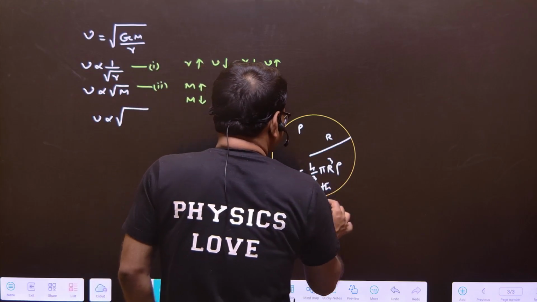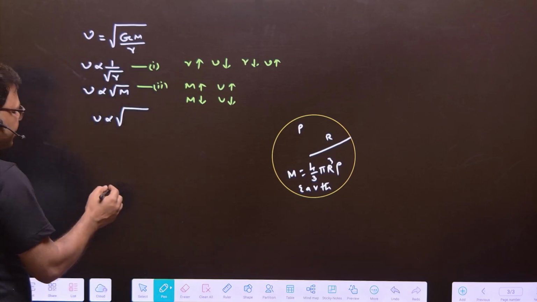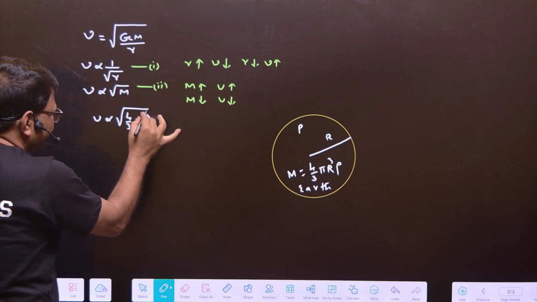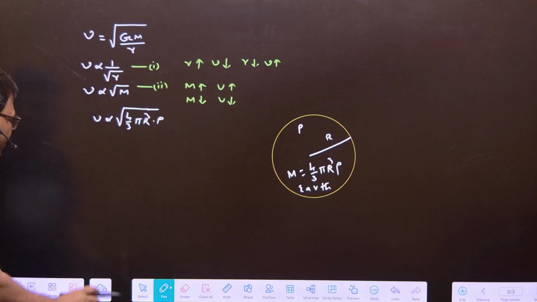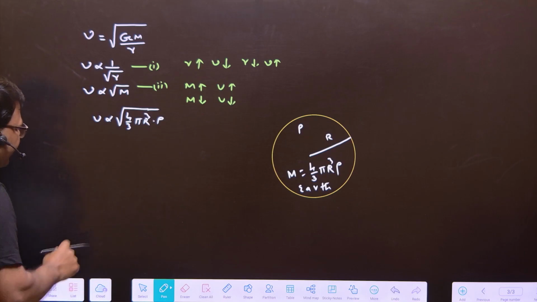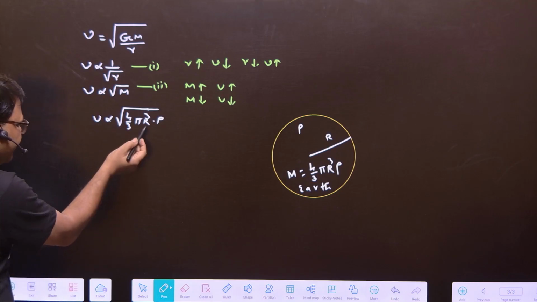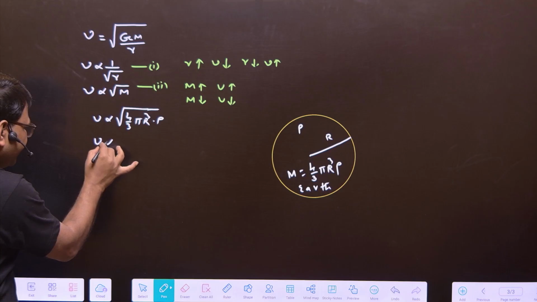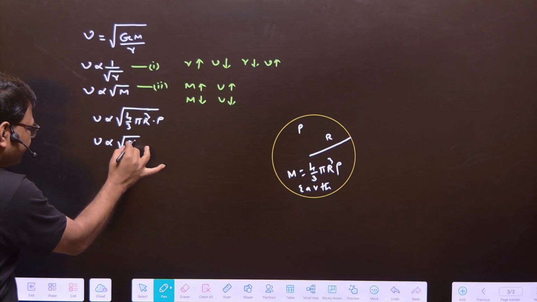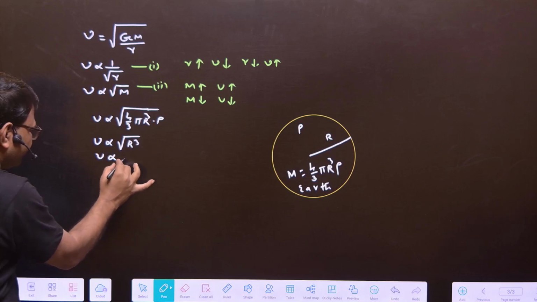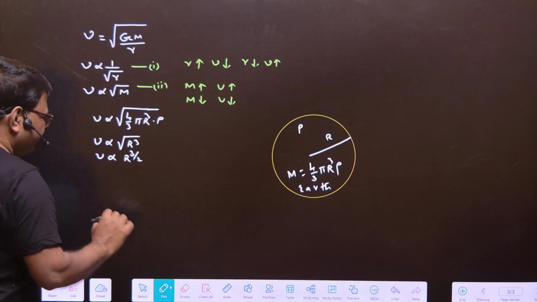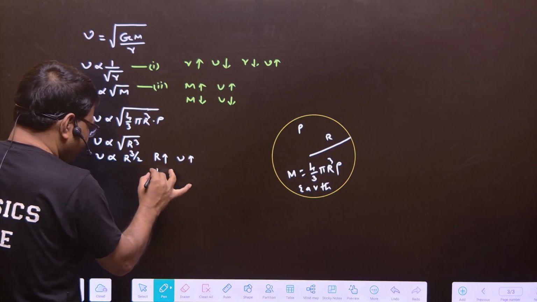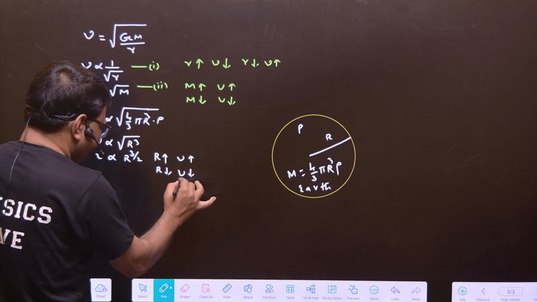So now, instead of M of the earth, we write 4 by 3 pi R cube into density rho. Now from this relation, V also depends on the radius of the planet. So V is directly proportional to the square root of R cube, that is, V directly proportional to R to the power 3 by 2. Here, R increases, so V also increases. R decreases, V also decreases.